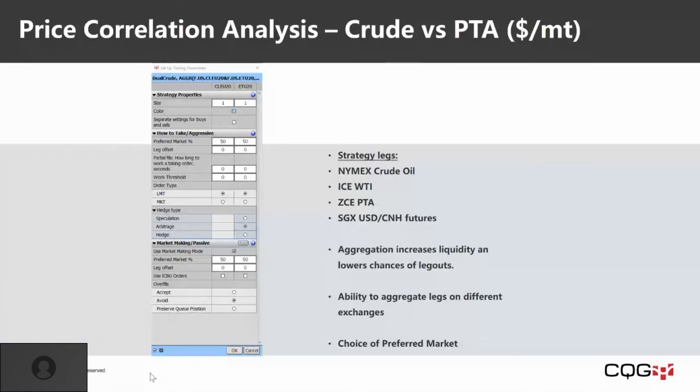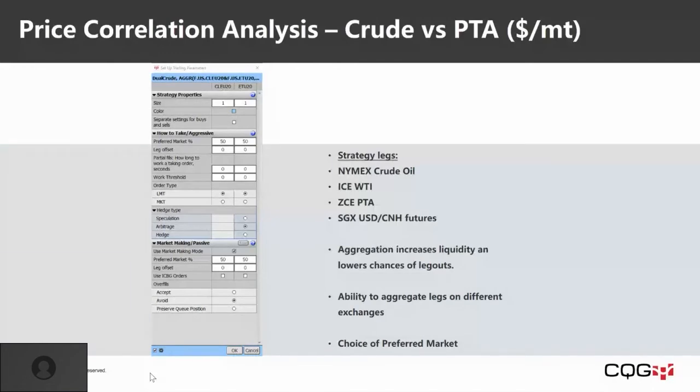And if you do enough size on PTA, you may want to be sure that you get a better bid and offer. So what we can show here is one of the other components of spreader, which we call aggregator. And what we do here is that instead of only using NYMEX WTI, we can aggregate NYMEX WTI and ICE WTI into one product and spread that against PTA in USD.